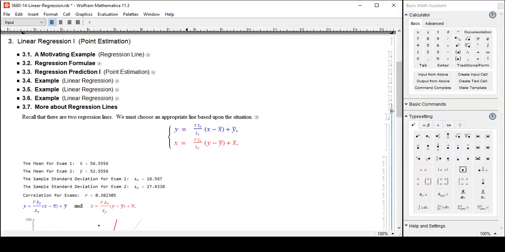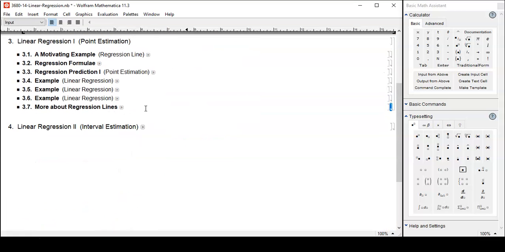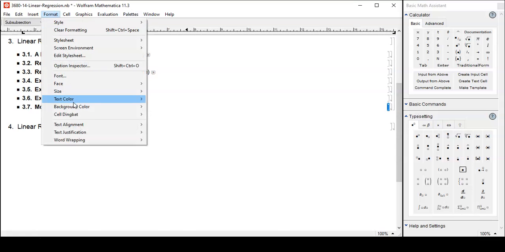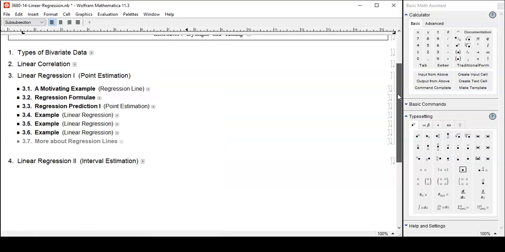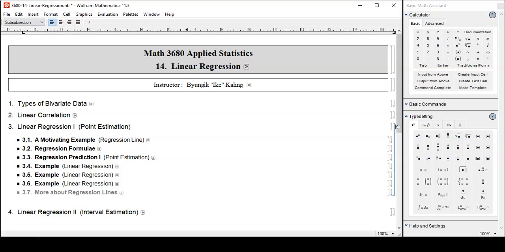All right, the final topic here. Let me de-emphasize it in gray. Some textbooks follow this. I don't. You don't have to either.